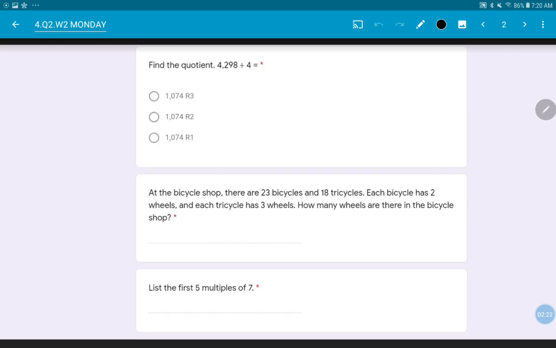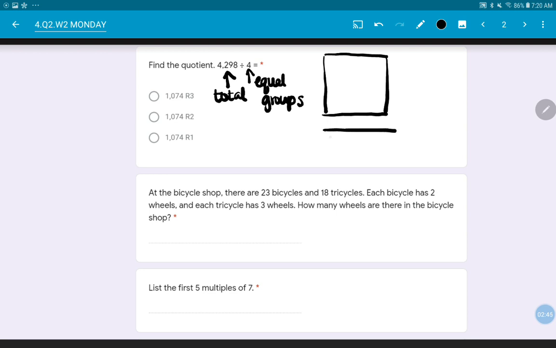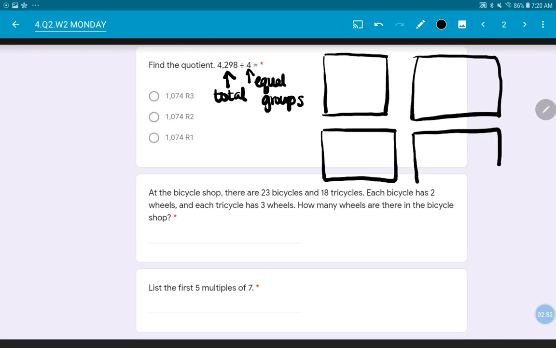Next, I'm looking for the quotient. So I'm going to divide 4,298 divided by 4. This is my total number of things that I have, and I'm dividing them into 4 equal groups. I'm going to make my 4 groups. So I have 4,298. I want to see if I can get rid of my largest amount first.